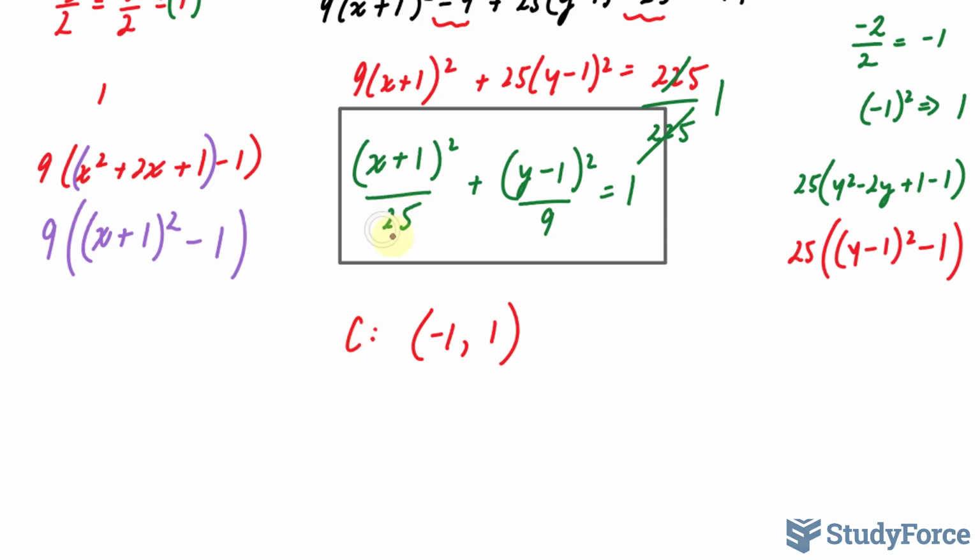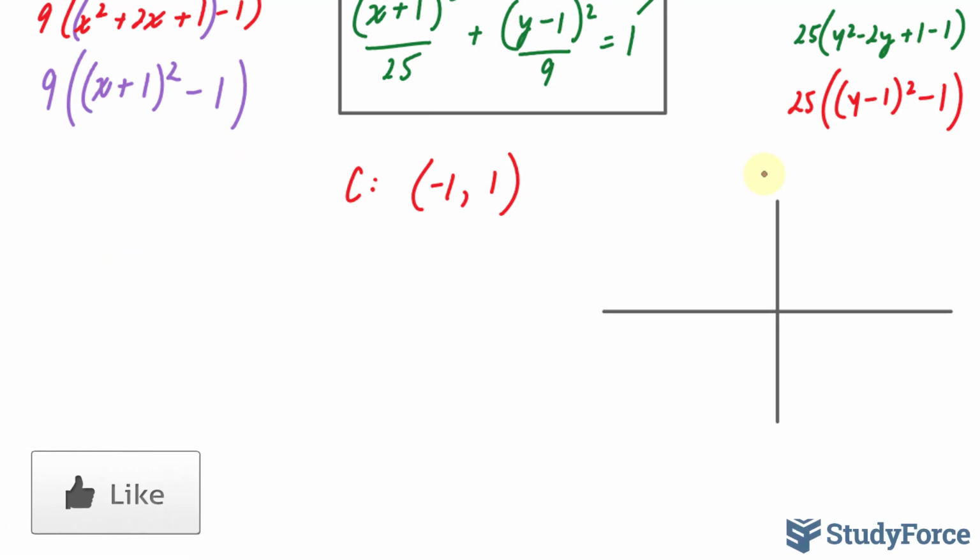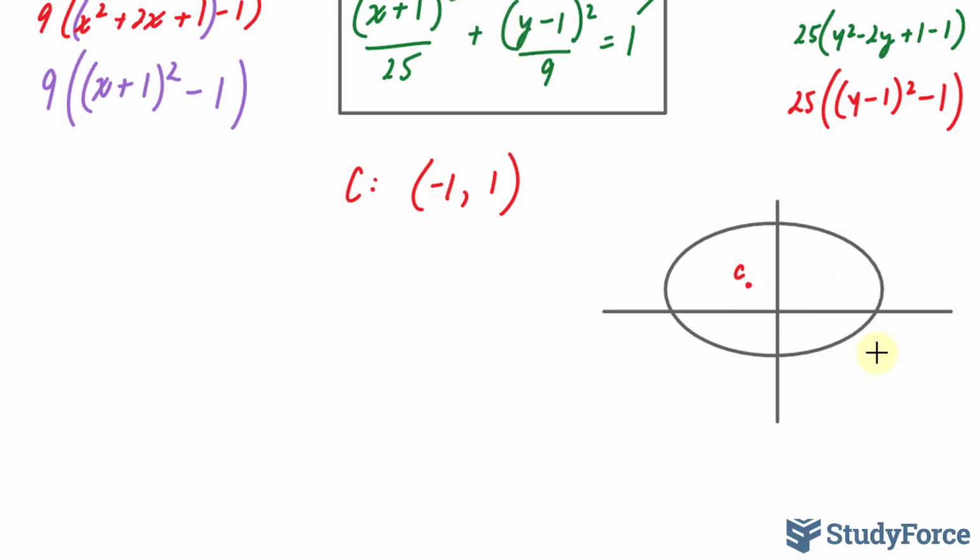Furthermore, the larger of the two denominators, 25, is underneath the x. This means that our ellipse will be stretched horizontally. Let me show you an illustration. I've gone ahead and drawn a Cartesian plane, and we know that the center is at (−1, 1). −1 is over here, and up 1 is over here. So that is the center, which I'll call C. And it's going to be stretched horizontally. So I'll do my best to show you that. Notice that it is wider from here to here than it is from top to bottom.